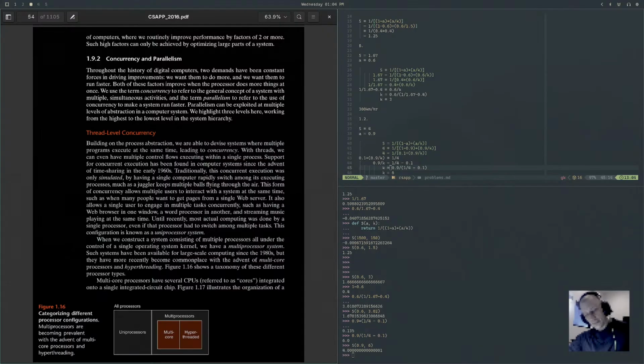Okay. Both these factors improve when a processor does more things at once. We use the term concurrency to refer to the general concept of a system with multiple simultaneous activities, and the term parallelism to refer to the use of concurrency to make the system run faster.